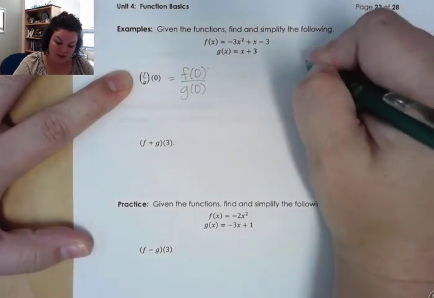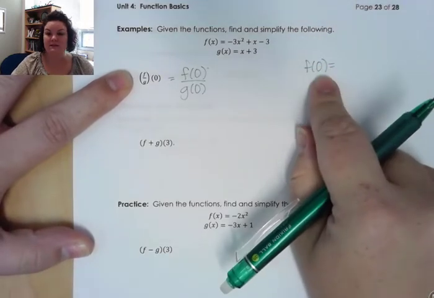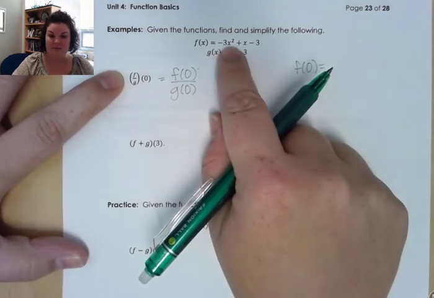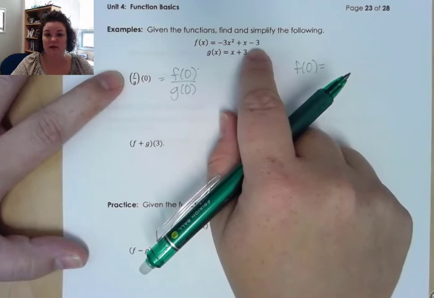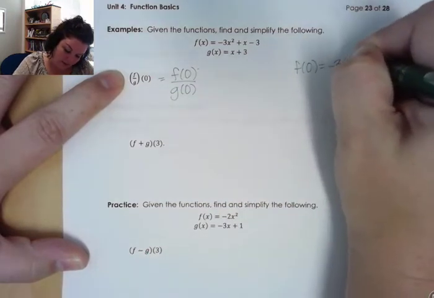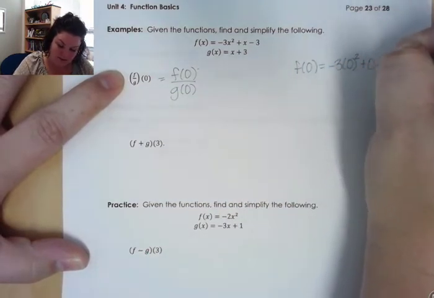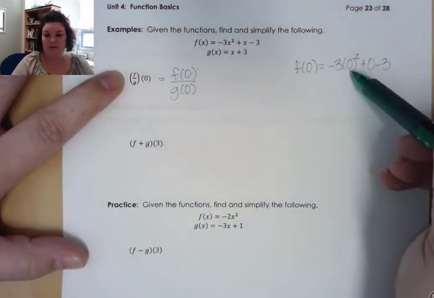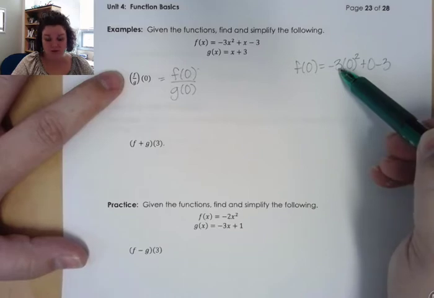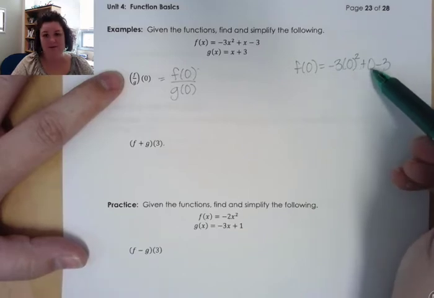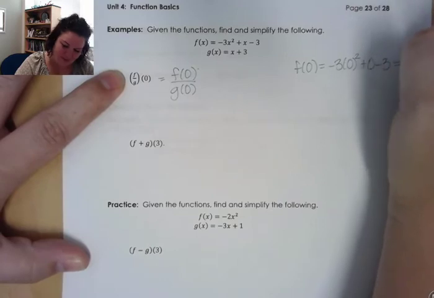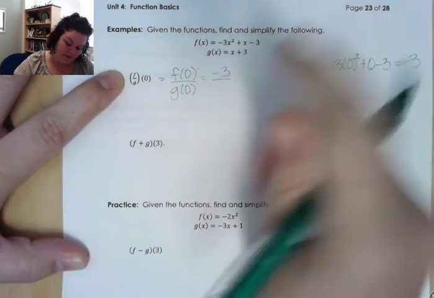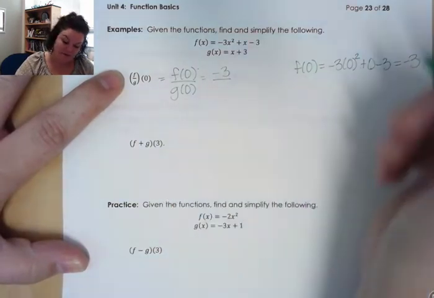So I'm going to go over here to the side, and I'm going to plug 0 into my f function. My f function says to do negative 3 times my input squared plus my input minus 3. So I get negative 3 times 0 squared plus 0 minus 3, right? 0 squared is 0 times negative 3 is 0 plus 0 is 0 minus 3 means this just equals a negative 3.